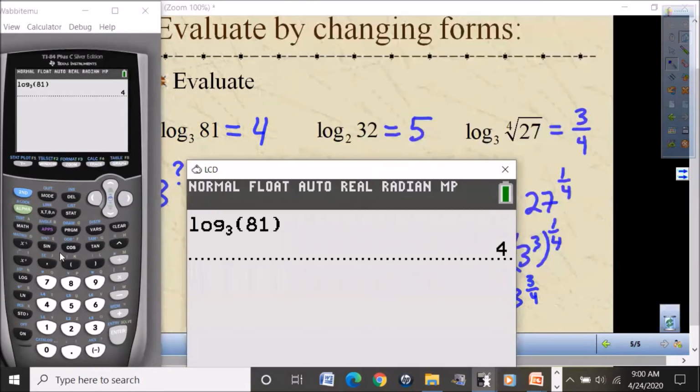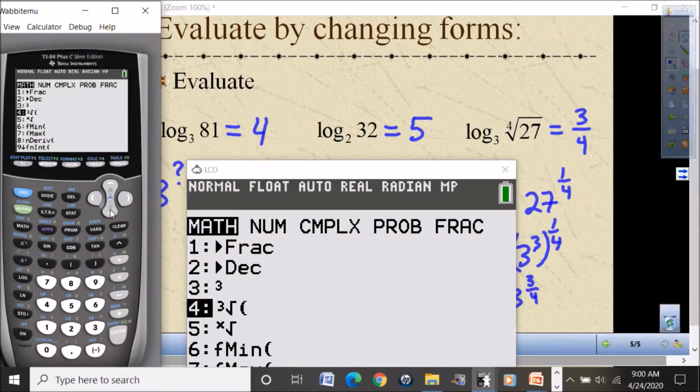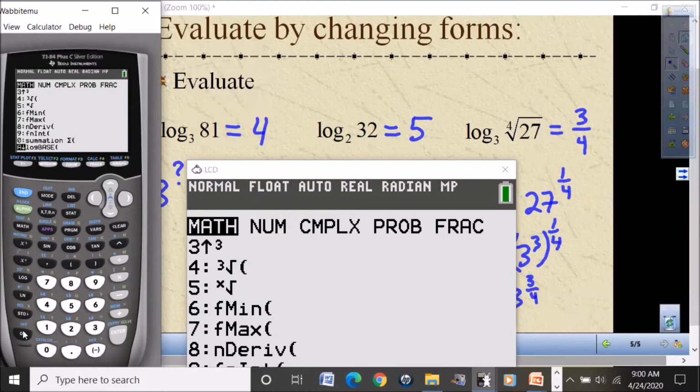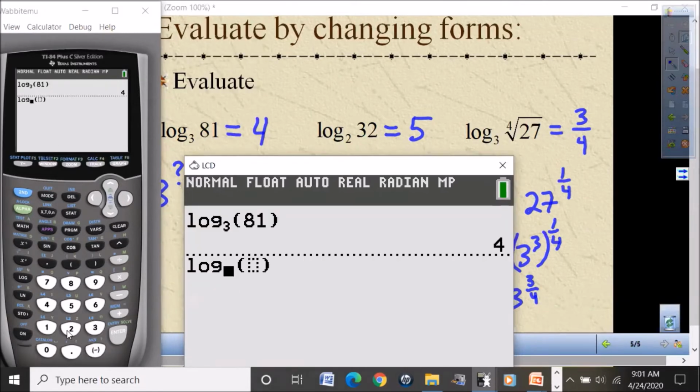Let's try these others. We want to do log base, so math, and work your way down the list until you get to log base, quite a ways down the list, and then fill in the information for this particular log. In this case, log base 2 of 32. And the calculator agrees with our answer of 5.